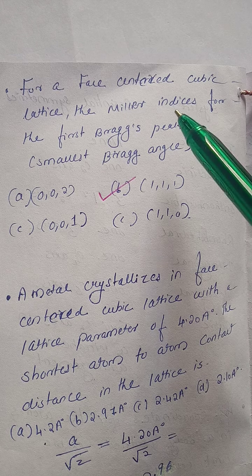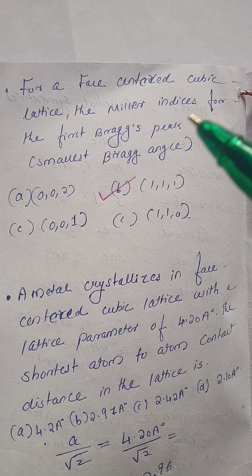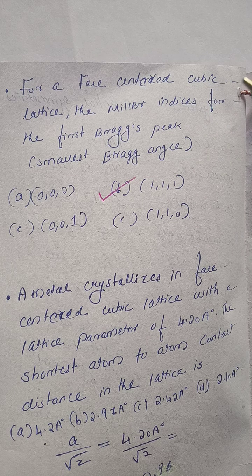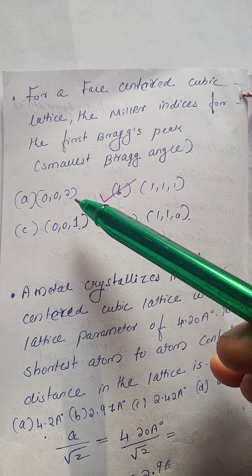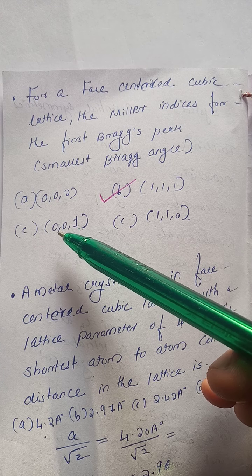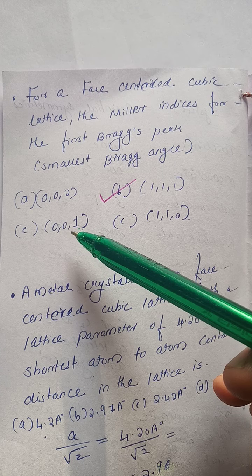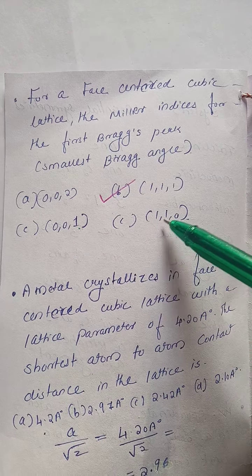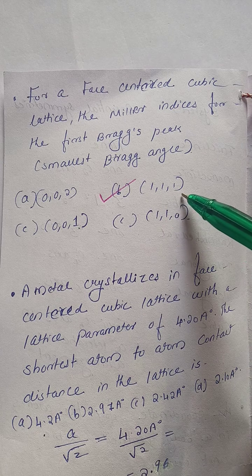Next question: for a face-centered cubic lattice, the Miller indices for the first Bragg's peak. In case of face-centered, we know that it will give a diffraction peak only if all the hkl values are either all odd or all even. Here all are even, but it is not the smallest plane. Here it is mixed even and odd, so it will not give the peak. Here odd and even, so it will not give the peak. So our option is B, which is 1, 1, 1, all are odd.